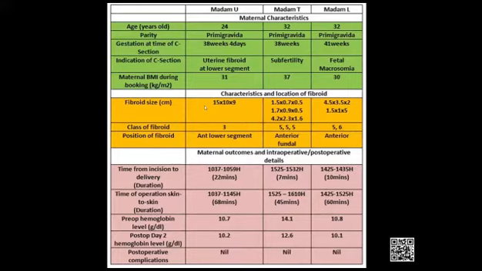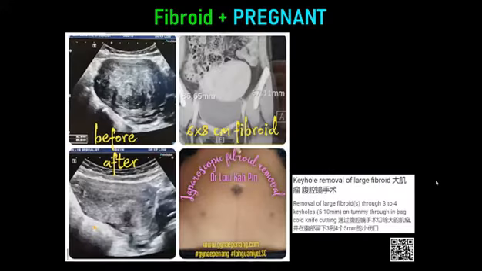So let's say the mother is not suitable for removal, doesn't need a cesarean section, or you don't remove the fibroid during pregnancy. You can opt for removal of the fibroid after delivery, preferably after 1 or 2 months, or before you get pregnant. So what are the options for removing the fibroid?